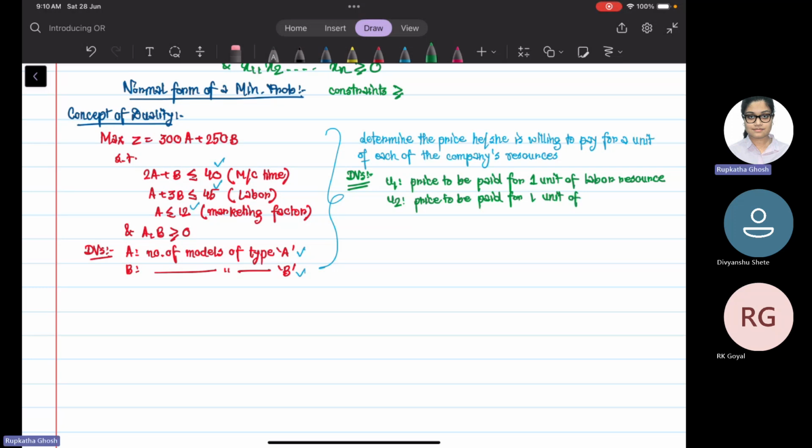Okay, sorry. The first one would be machine time resource, right? Machine time resource. Then let's say labor resource. And similarly, U3 is the price to be paid for 1 unit of marketing factor.